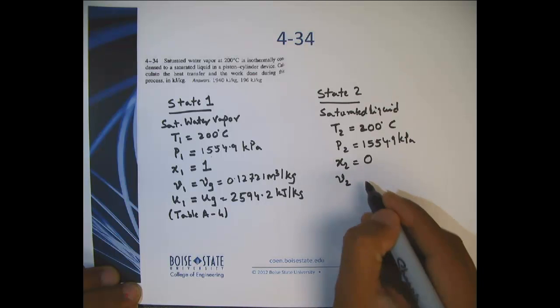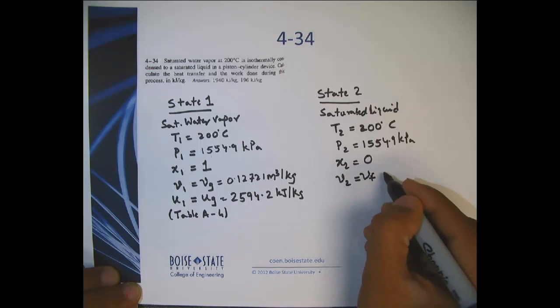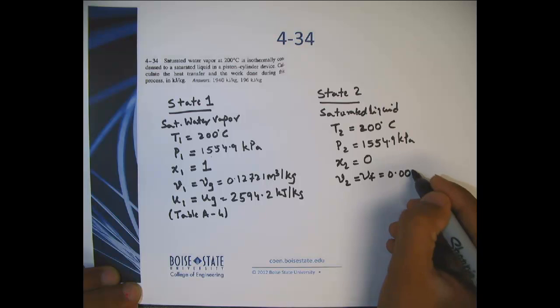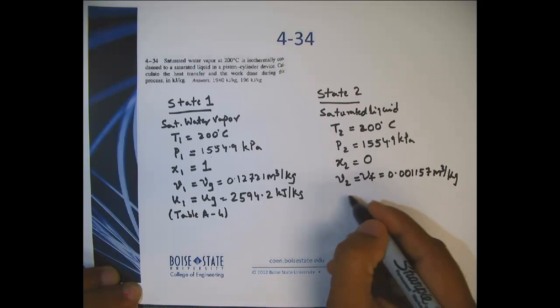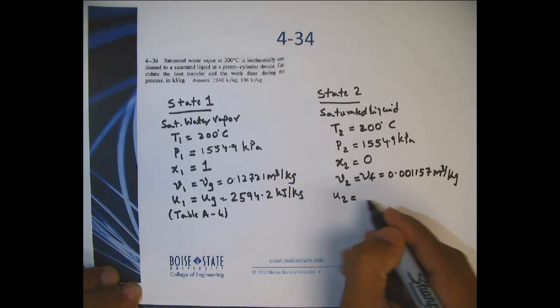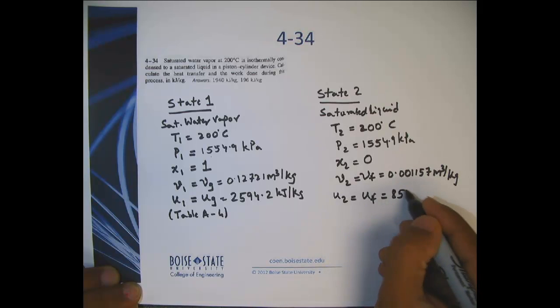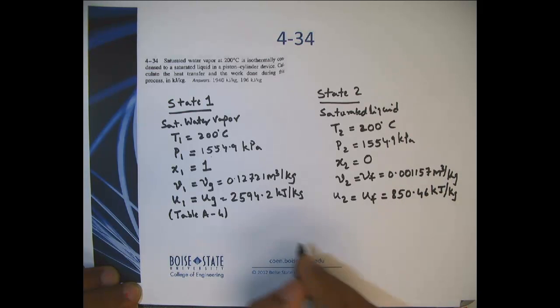and the specific volume V2 will be Vf, which you can find from table A4, which is 0.00157 cubic meter per kg. And I can find U2, which will be equal to Uf since it's saturated liquid, which is 850.46 kilojoule per kg. Okay. So we have enough information here to compute the work done and the heat transfer.